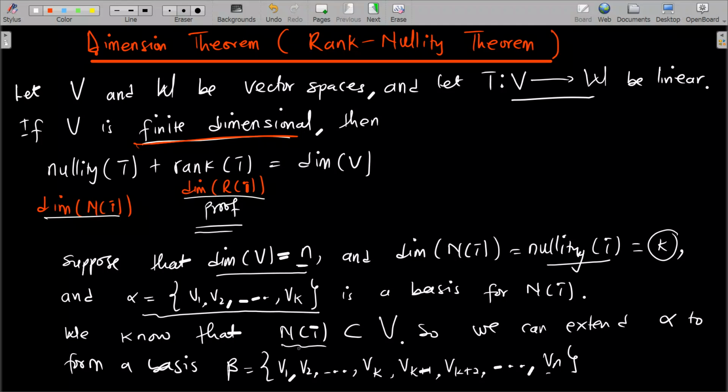We know by definition that the null space of T is also a subset of V. Then one thing we can do is that we can extend this. This is something I did not talk about, but in vector spaces, if you have some vector space that is a subset of a parent vector space, like null space of T is a subset of V, then we can extend the basis for that null space to form the basis for the bigger parent V, right? So we can extend alpha to a basis beta from V1 all the way to Vn to form another basis which will span, or generate all of V. So then beta becomes the basis for V.